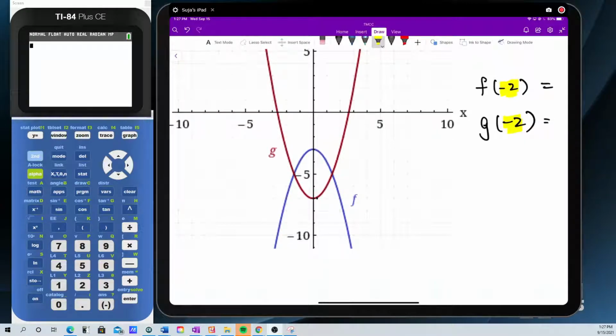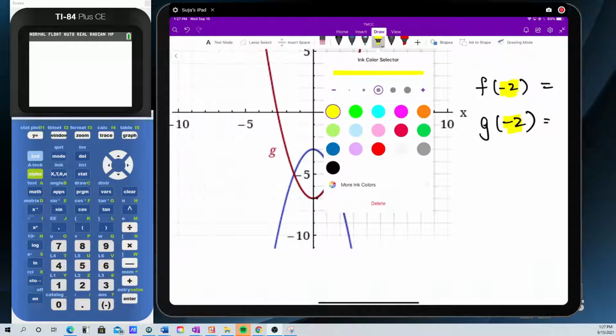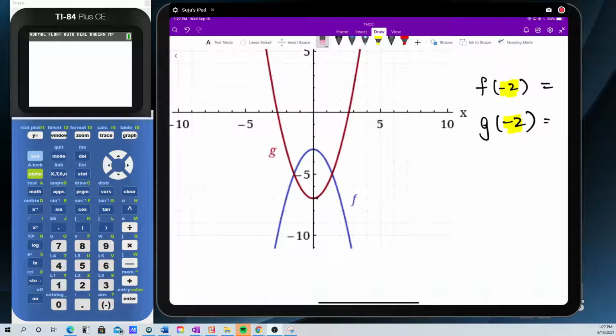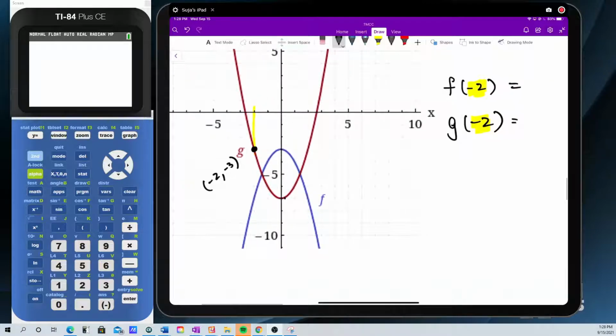And I see the red graph is my g of x and the blue graph is my f of x. So let me draw a line so I can show it. So that is where I'm hitting my g of negative 2. So when x is negative 2, my g of negative 2 would be 1, 2, 3, negative 3. So g of negative 2 is negative 3.